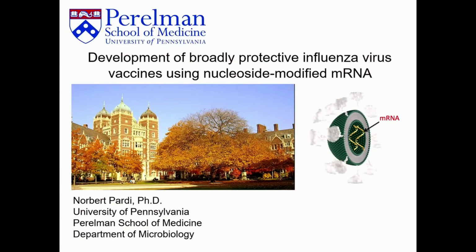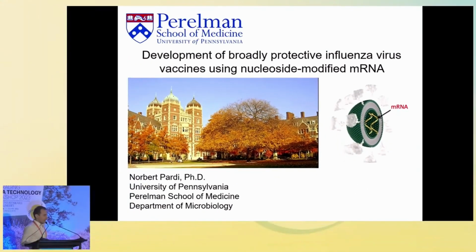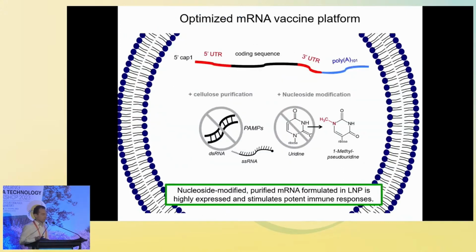My lab is primarily interested in the development of infectious disease vaccines using messenger RNA. And today I'm going to tell you about our universal influenza virus vaccine projects using modified RNA. Okay, good. So for all infectious disease vaccines, we use the nucleoside-modified and purified messenger RNA lipid nanoparticle vaccine platform. Here's a cartoon about it.